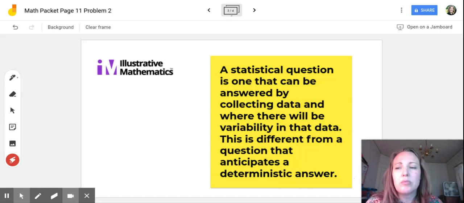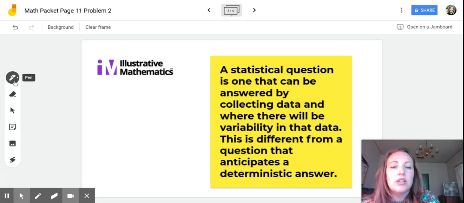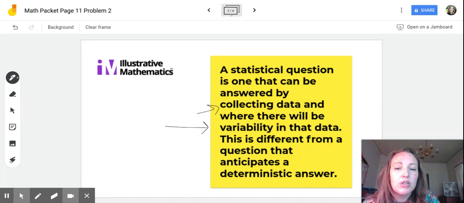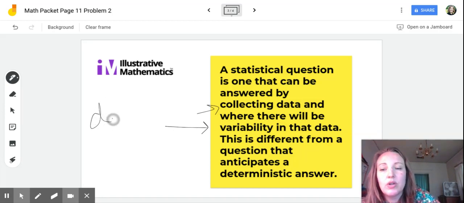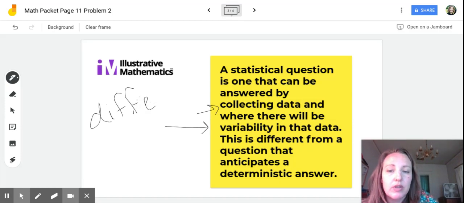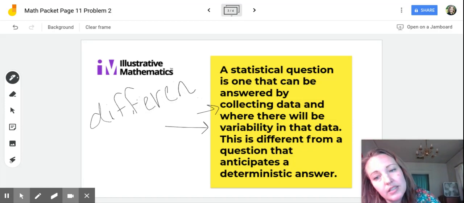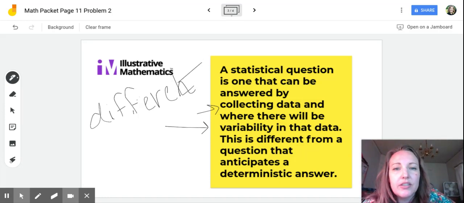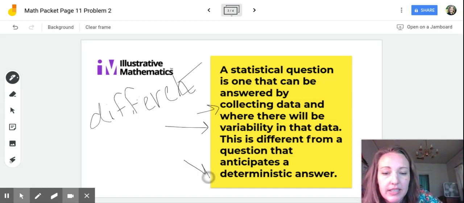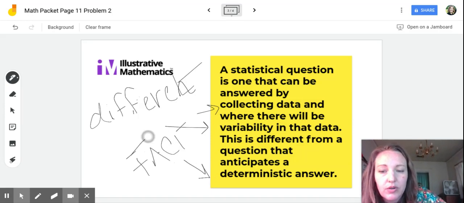Okay, these are some big words, but here's all we're talking about. For a statistical question, we're going to collect data, right? We see that piece. And variability means we're going to get different answers. Like asking what kind of car does the principal at your school drive? That's not statistical. It's a fact. That's called a deterministic answer. I would say that's kind of like a fact, right? There's only one thing. We could just go ask the principal, what kind of car do you drive?